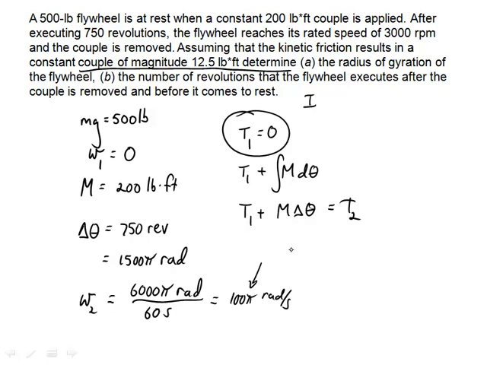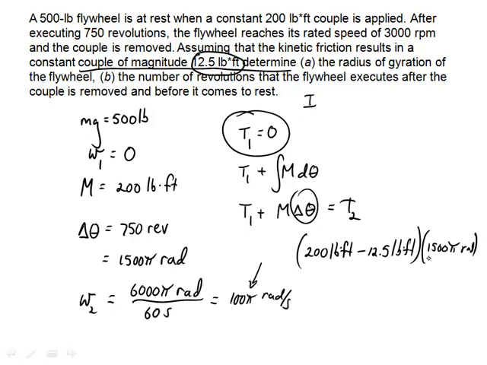So I end up with the moment, which is 200 pound-feet, but I'm going to go ahead and subtract the 12.5 pound-feet for friction. So 200 pound-feet minus 12.5 pound-feet, accounting for friction, and that takes place over an angle of 1500 pi radians. Now again, radians is dimensionless, and so when I'm done with all of this on the left-hand side, I'm just going to have pound-feet. I'm not even going to worry about radians as far as units go.